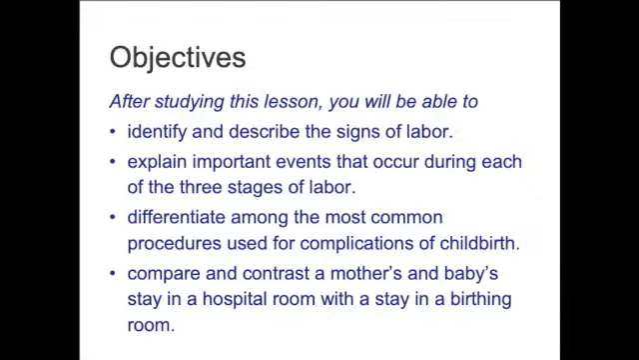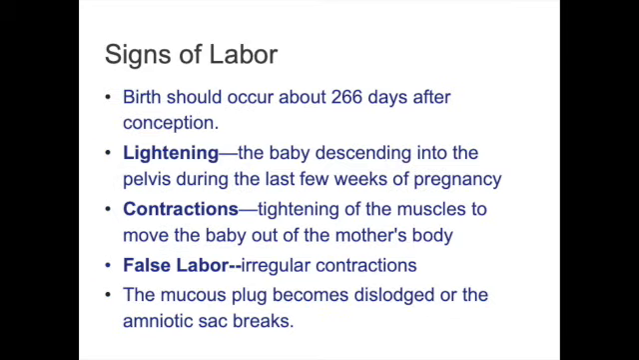All right, this is Unit 6, Section 2, Time to be Born. After listening to this lesson, you should be able to identify and describe signs of labor, explain important events that occur during each of the 3 stages of labor, differentiate among the most common procedures used for complications of childbirth, and then compare and contrast a mother and baby stay in a hospital room with a stay in a birthing room.